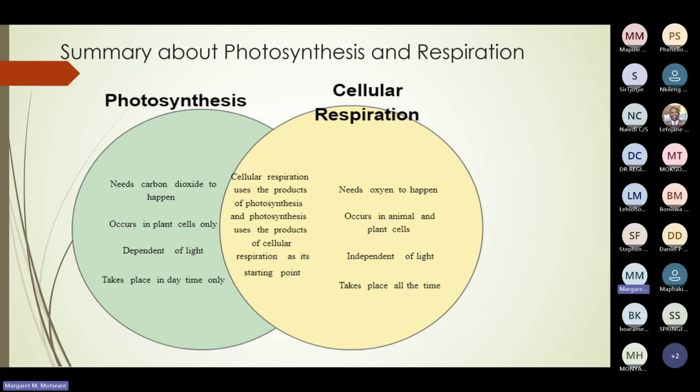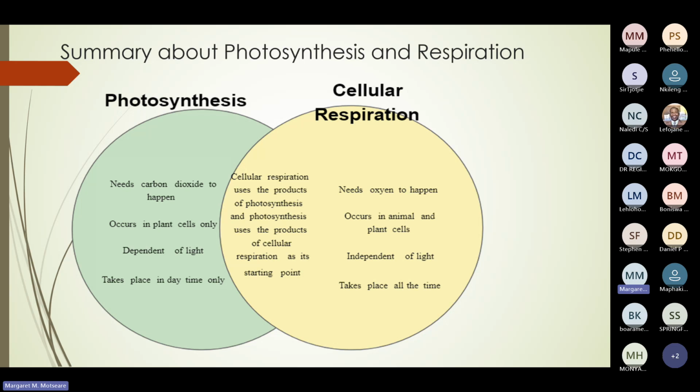And then let's look at cellular respiration. It needs oxygen to happen, and occurs in both animal and plant cells. It means not only in plant cells or not only in animal cells, but in both, whereas photosynthesis is only in plant cells. It is independent of light. It means it does not need light. It takes place all the time, whether it is during the day or during the night. Every time, the process of cellular respiration is happening.